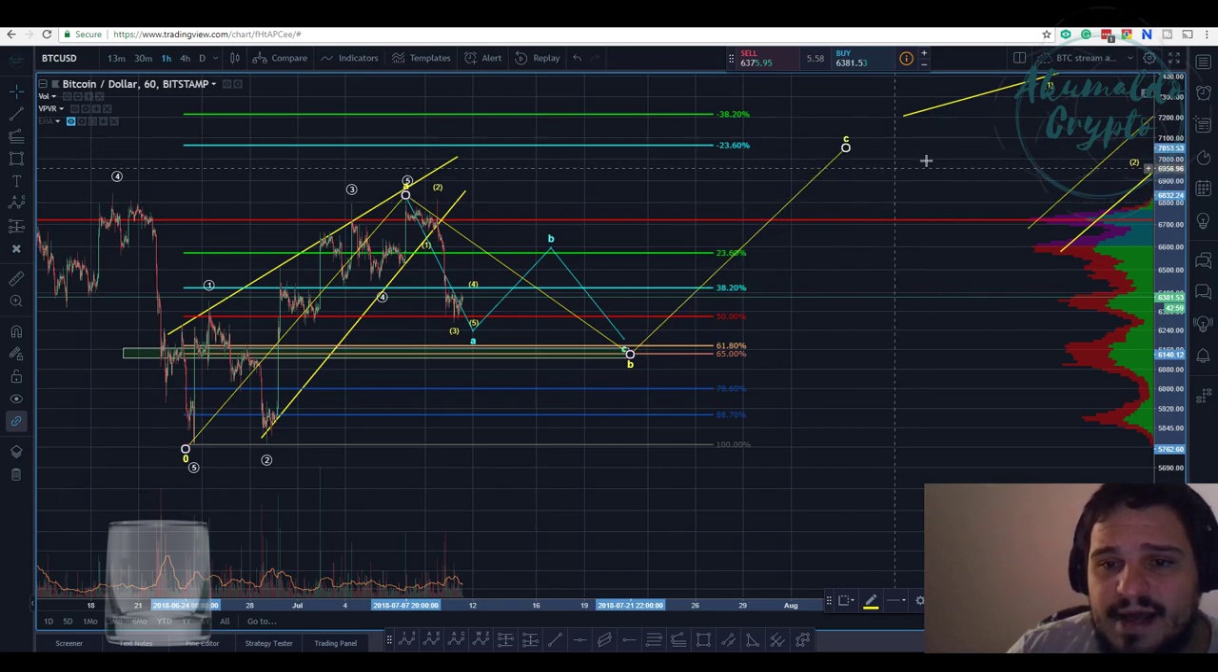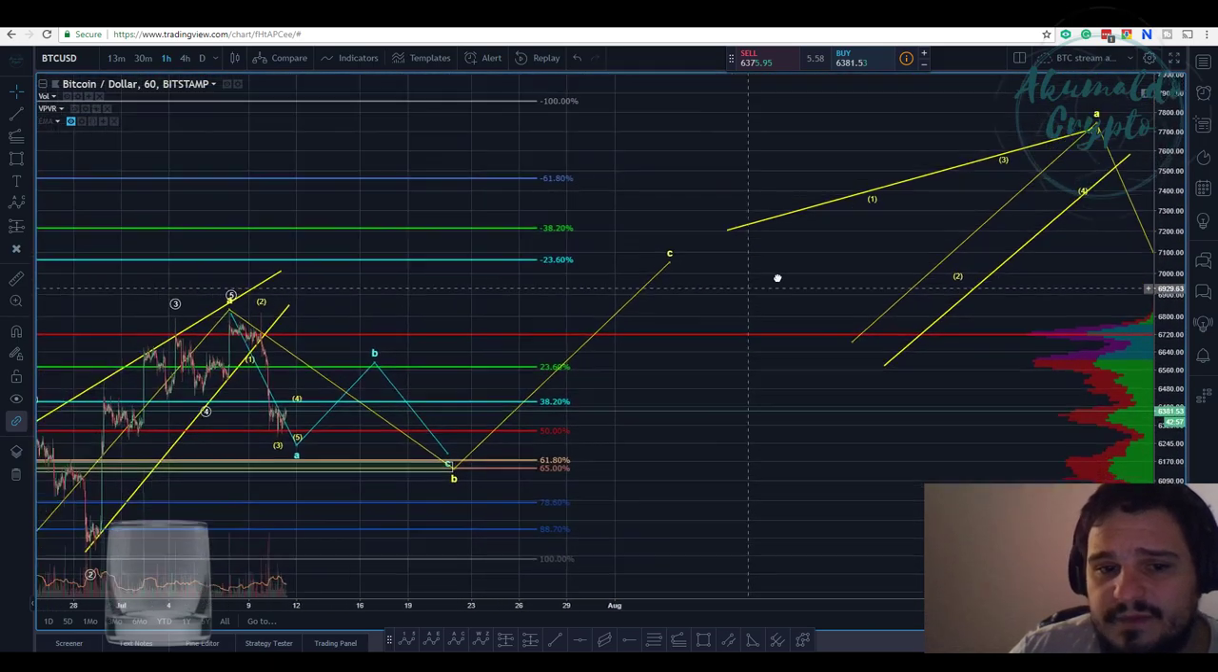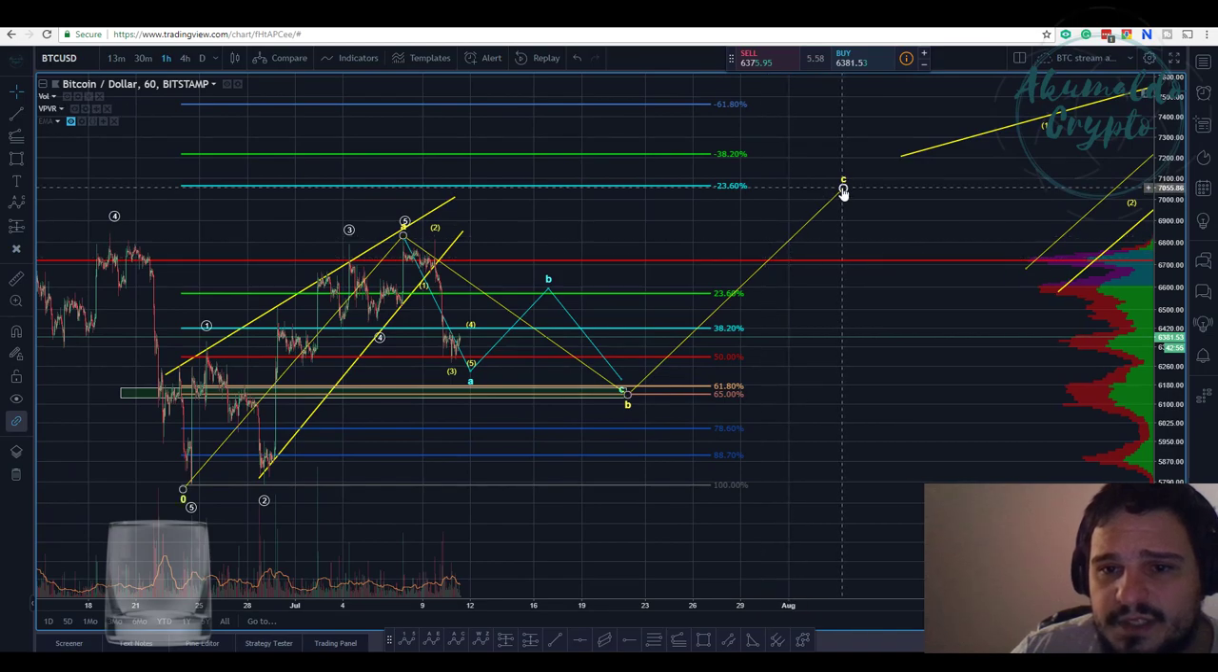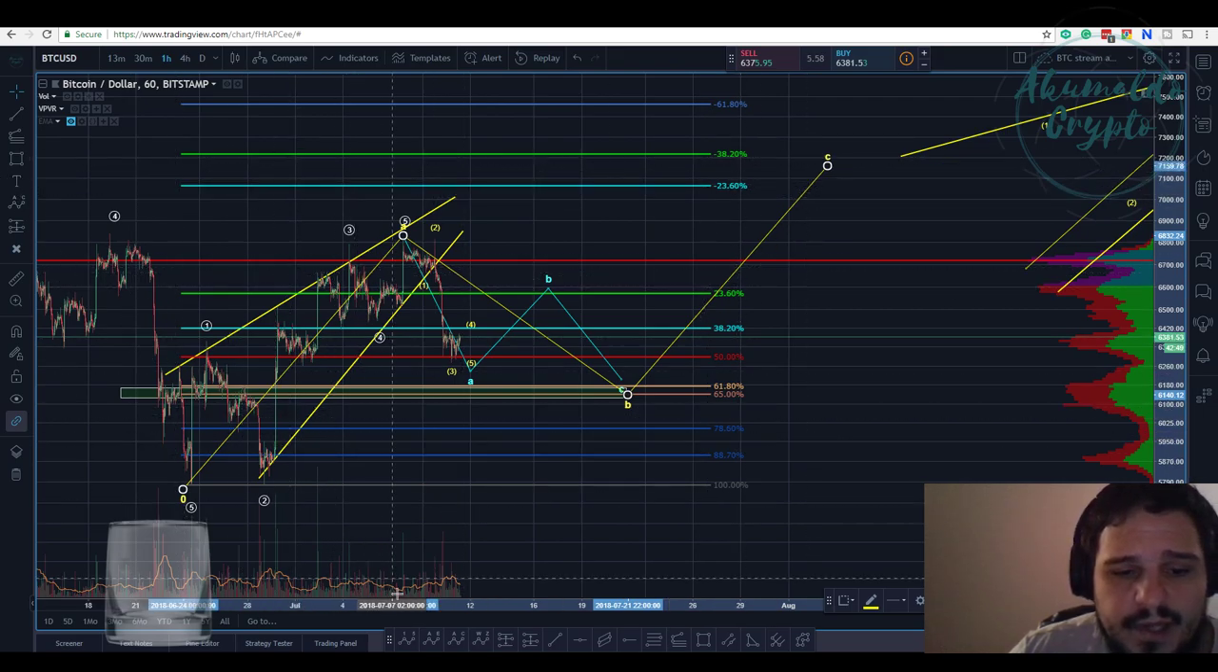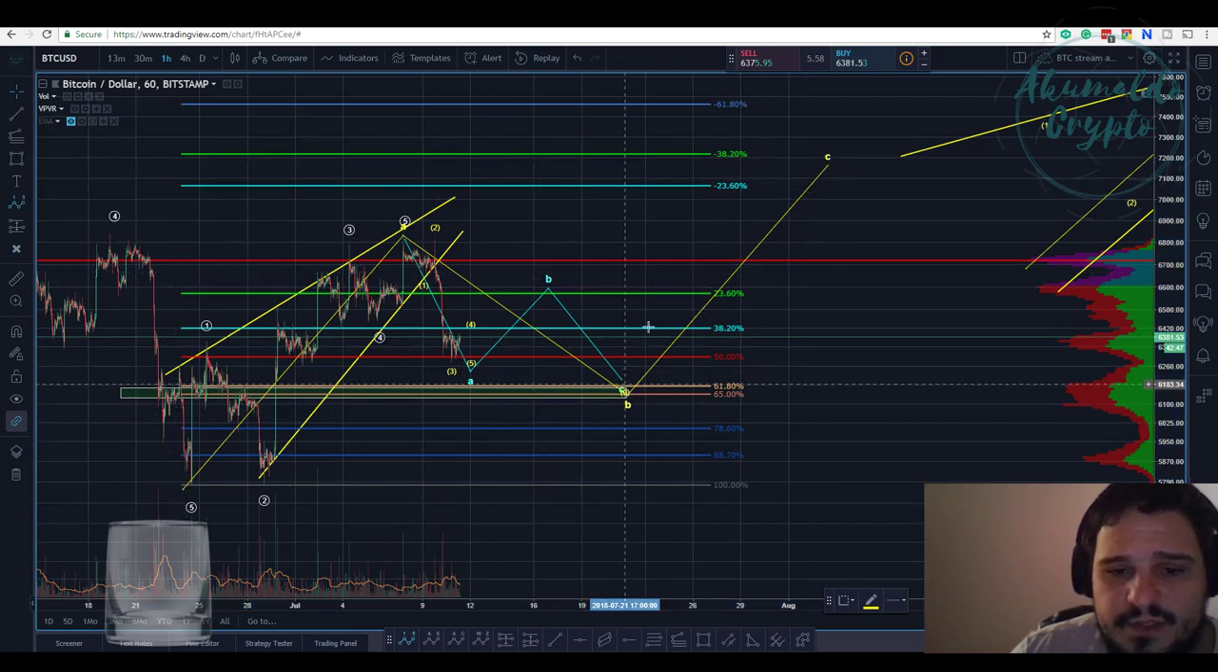Then we'll have 5 waves up, okay? 5 waves up to finish this. This would be our ending diagonal, okay? 1, 2, 3, 4, 5 to finish this structure here.